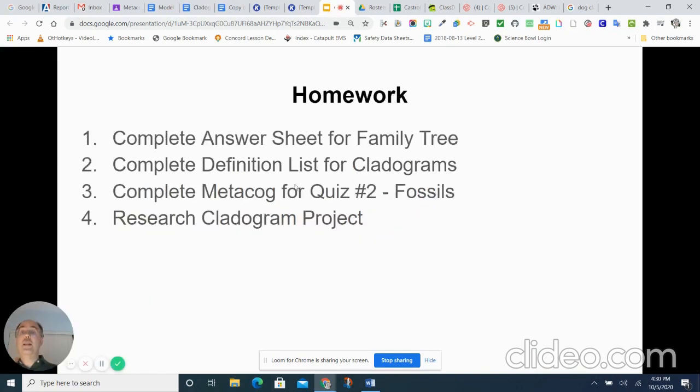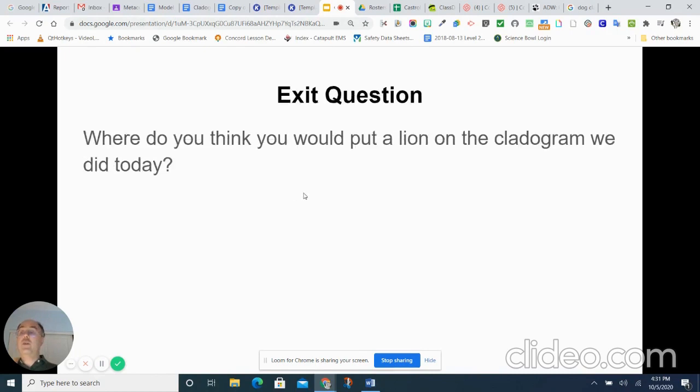Okay, so once again, your homework for tonight, you want to complete that answer sheet for the family tree. You're mostly done already, I'm sure. Again, your definition list for cladograms, you're probably mostly done. That way you can focus your energy on researching lots of animals and plants for your cladogram project and for doing your metacog. All right, exit question.